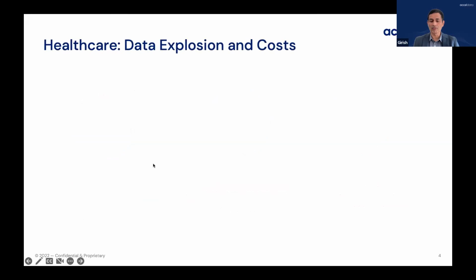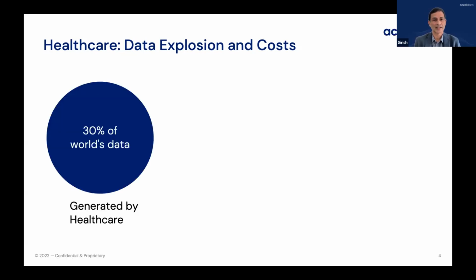Healthcare, I think, is arguably the most discussed but probably the least understood area when it comes to data and analytics, from a provider care and from the solution provider perspective. When I started looking at data, the statistics are frankly mind-boggling. 30% of the world's data is generated by healthcare. Often people take a very narrow lens when it comes to healthcare and say, oh yeah, it's a provider, it's the tools.